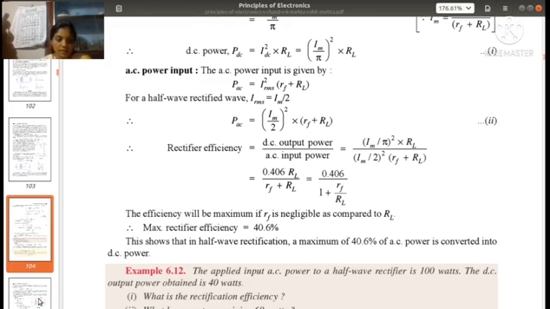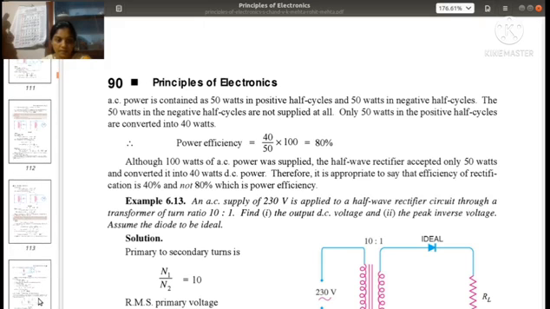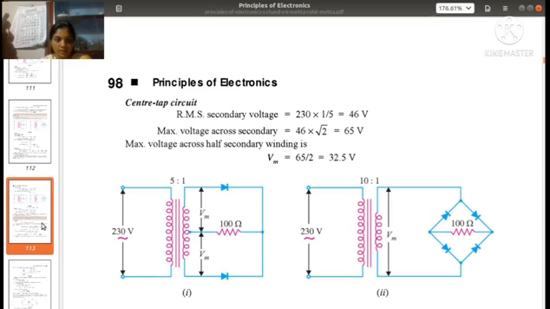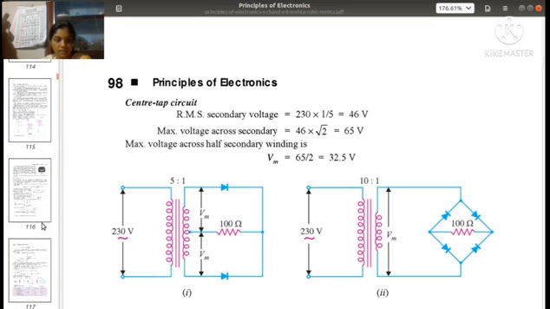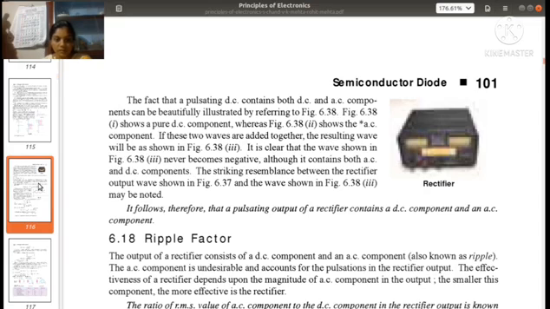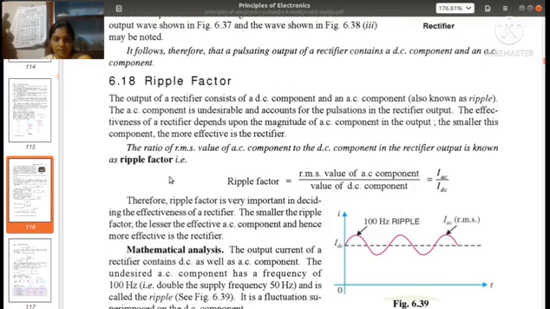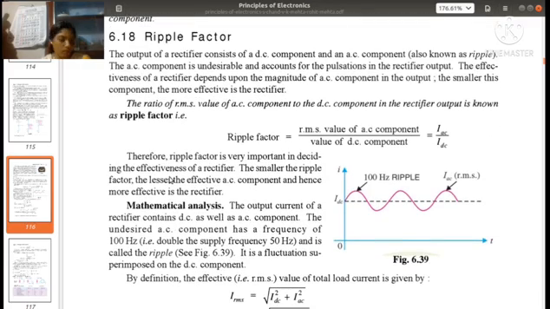Now we need to calculate the ripple factor. Ripple factor means the output we are getting is in the form of pulses, that is rippled DC or pulsating DC. We are getting pulsating DC at the output, that is, ripples appear at the output.